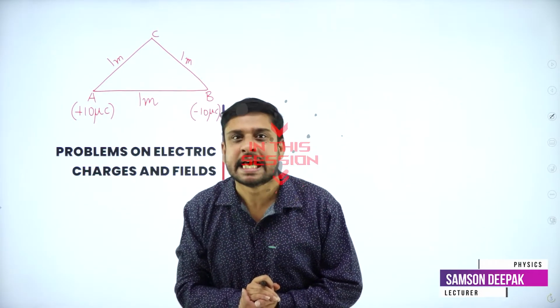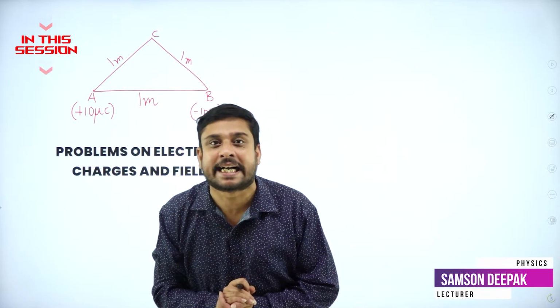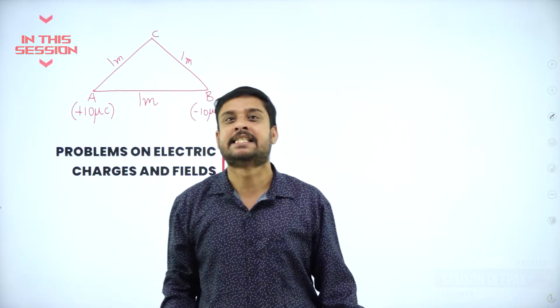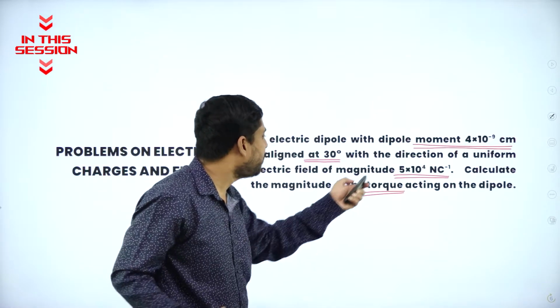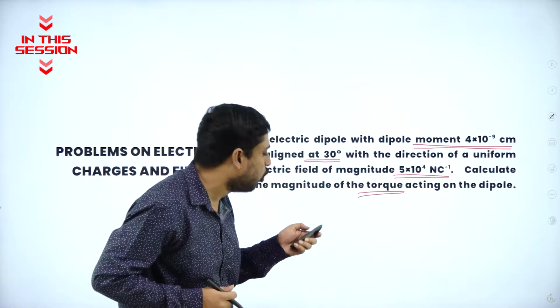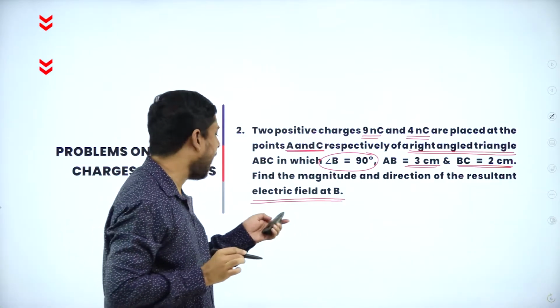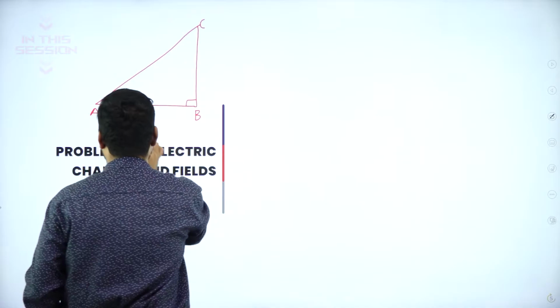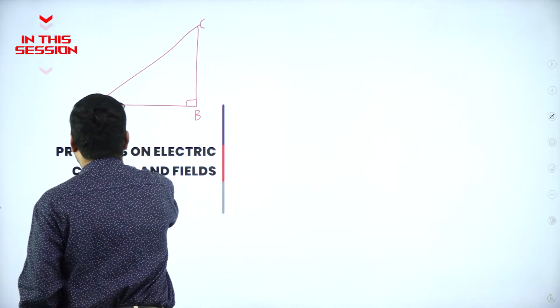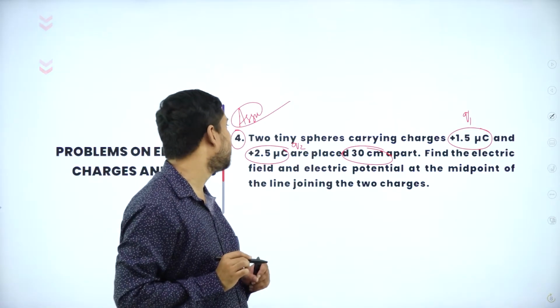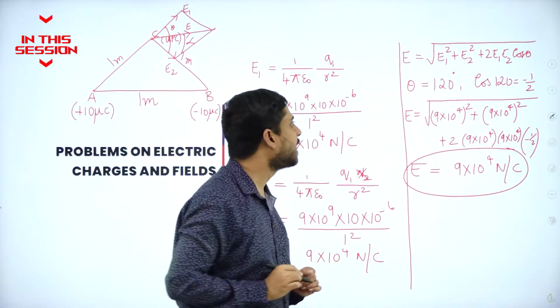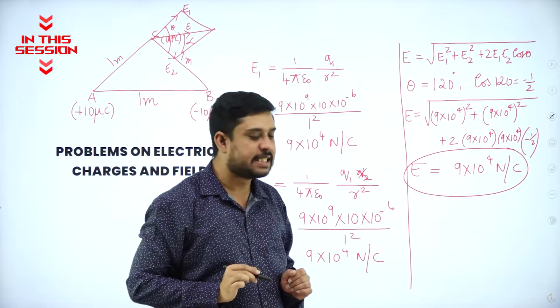Three sides are 1 meter length. So it is an E electric field. So what is the dipole moment? 4 into 10 power minus 9 are placed at A and C. So at A you have 9 nanocoulomb. Find the electric field as well as potential. So the resultant electric field is 9.